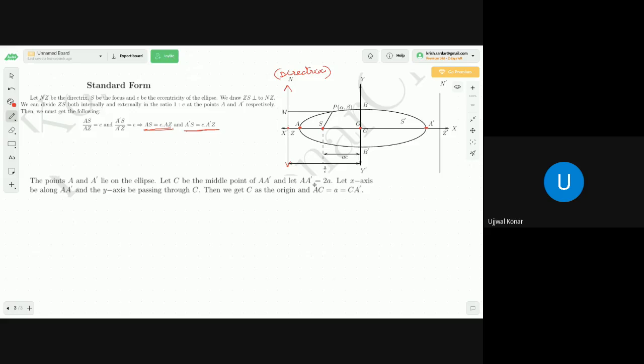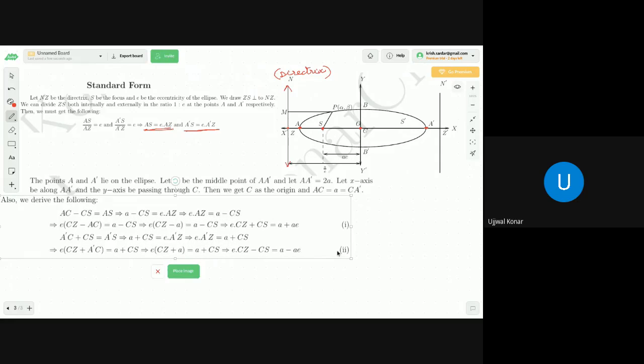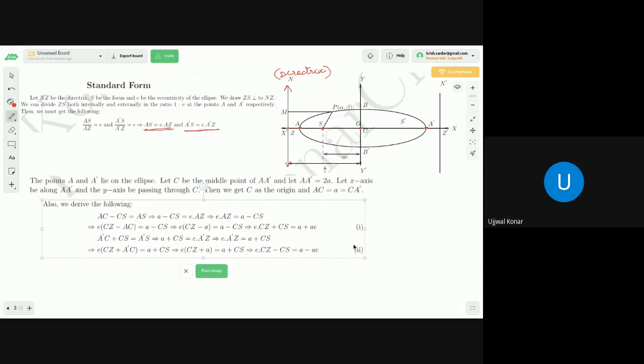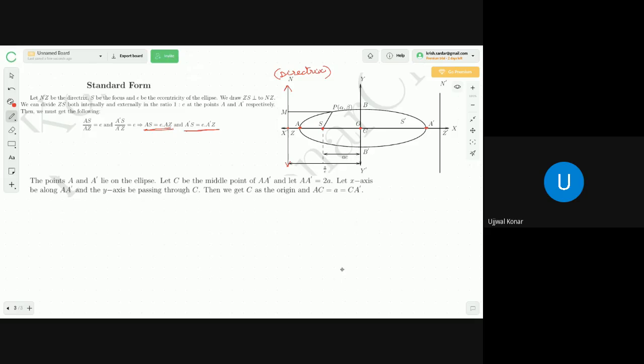Correct? Now, dear students, what can we derive? We can derive the following: AC minus CS is nothing but AS. So here is a simple derivation. Let me first place the derivation, followed by the explanation. Actually, it is very straightforward, and in one sense it is self-explanatory. You can understand it on your own.